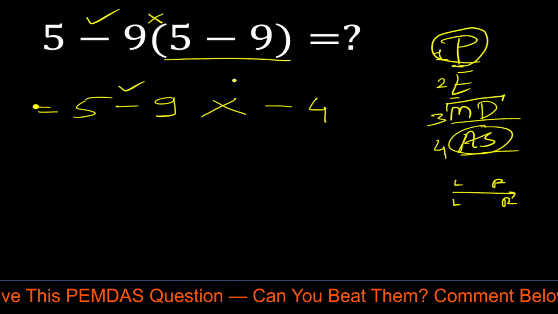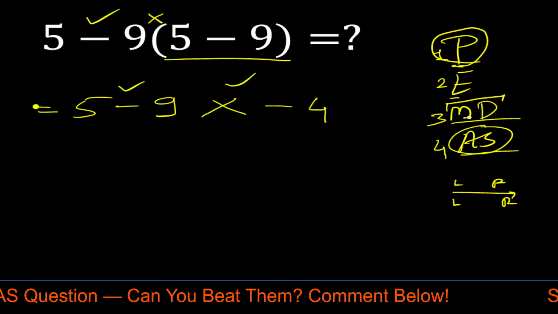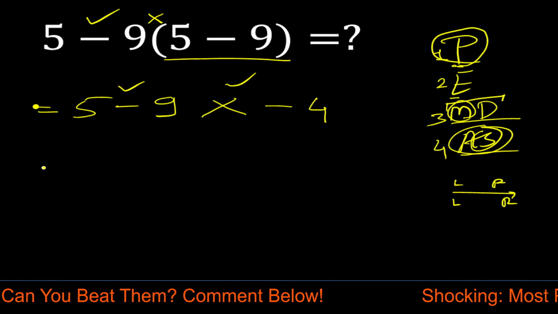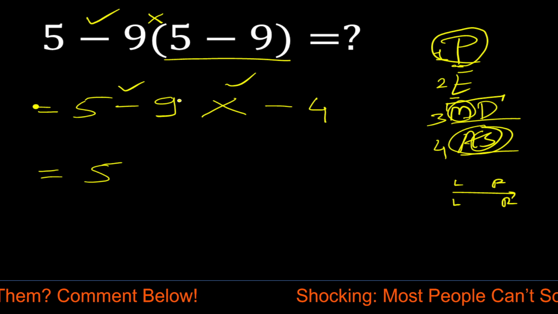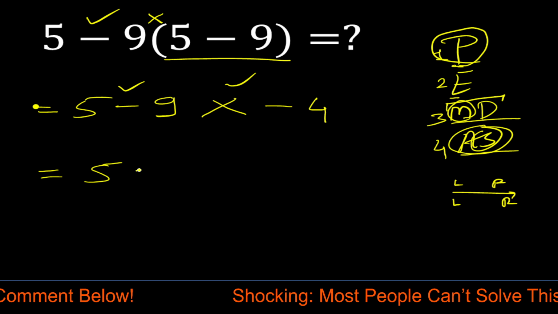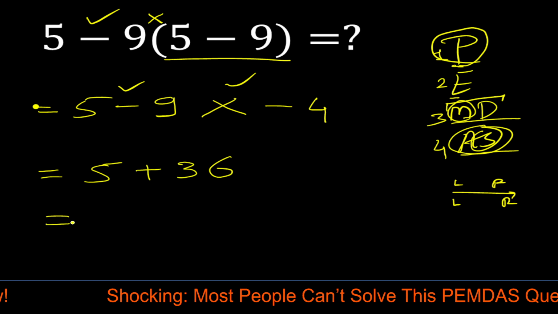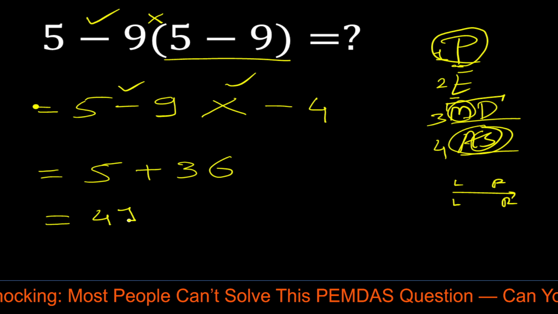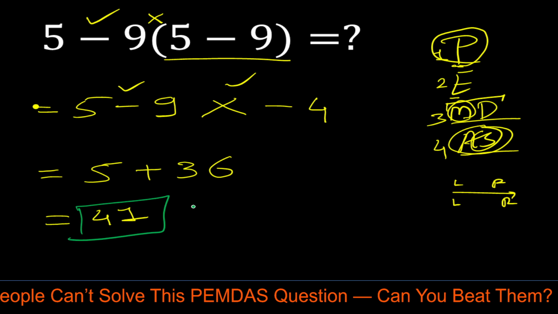So now here we have subtraction and here multiplication. So according to the PEMDAS rule, first we have to solve multiplication. Then we have to solve subtraction, right? So 5. Now minus 9 times minus 4 is equal to plus 36. So 5 plus 36 is equal to 41, right? So the correct answer is 41.